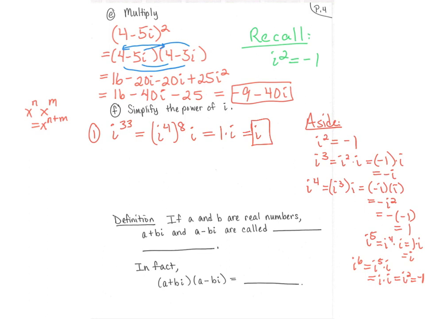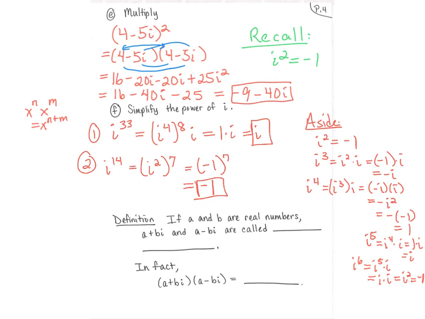Another example, let's look at i to the 14th power. i to the 14th power is equal to i squared raised to the 7th power. i squared is negative 1. A negative number raised to an odd power gives you a negative 1. So that's what we get.